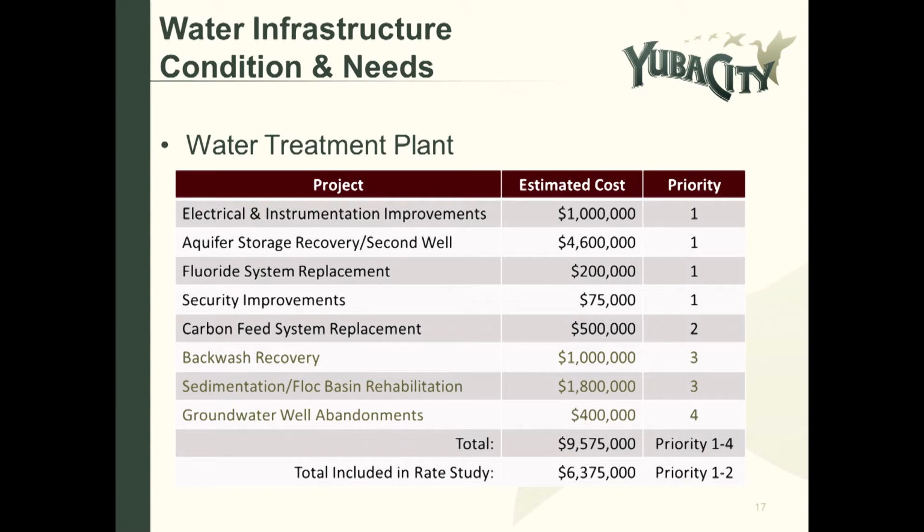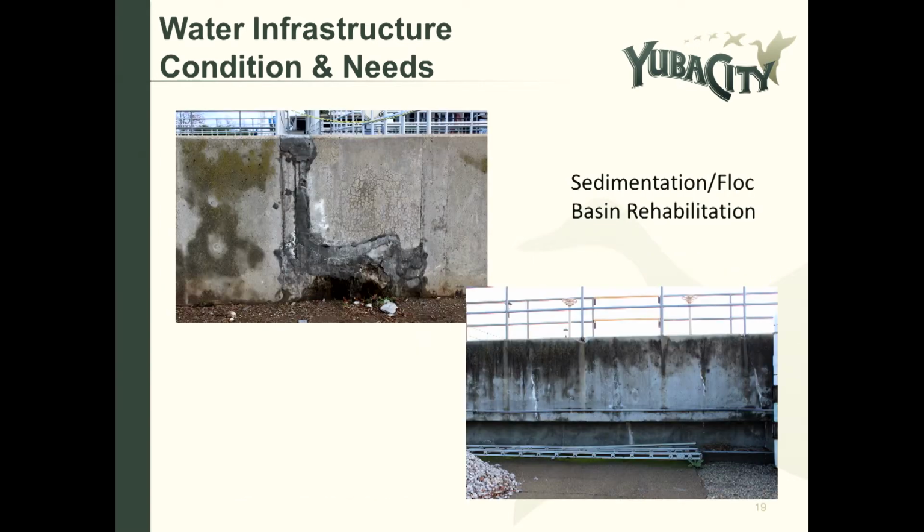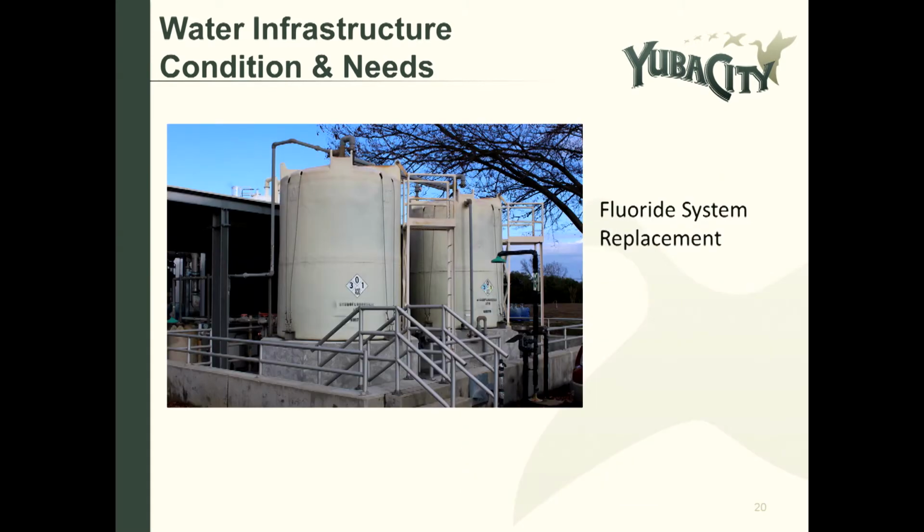And then we have a few pictures at the water treatment plant. This is just showing some of the electrical and instrumentation components are original to the 1969 plant. The condition of some of the concrete elements is needing to be rehabbed or repaired. Here's pictures of our sedimentation flock basin. The fluoride system.